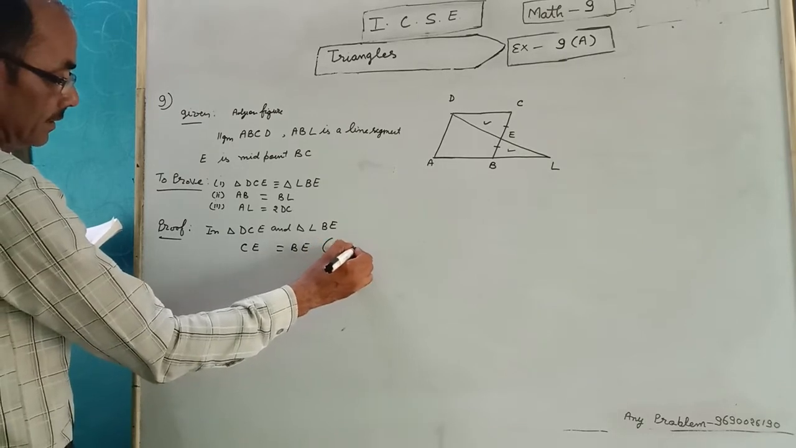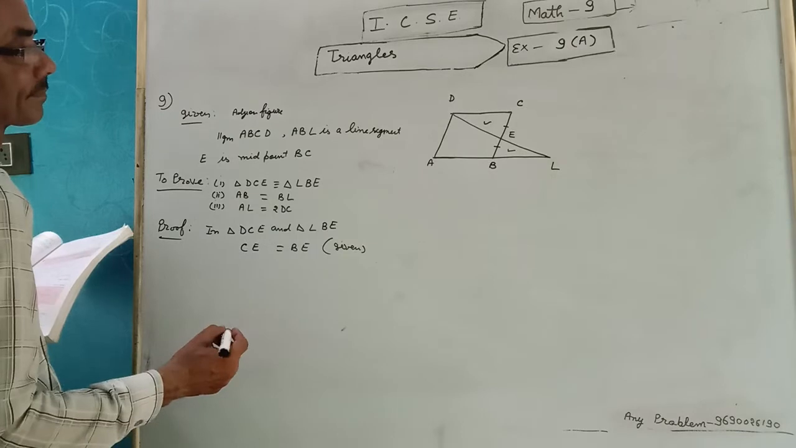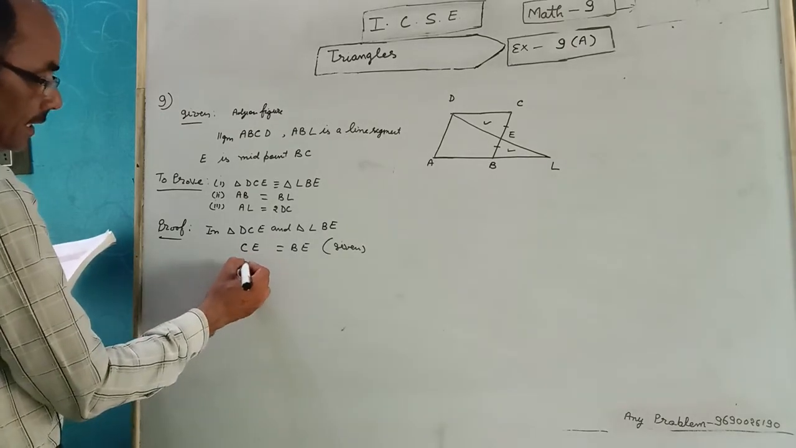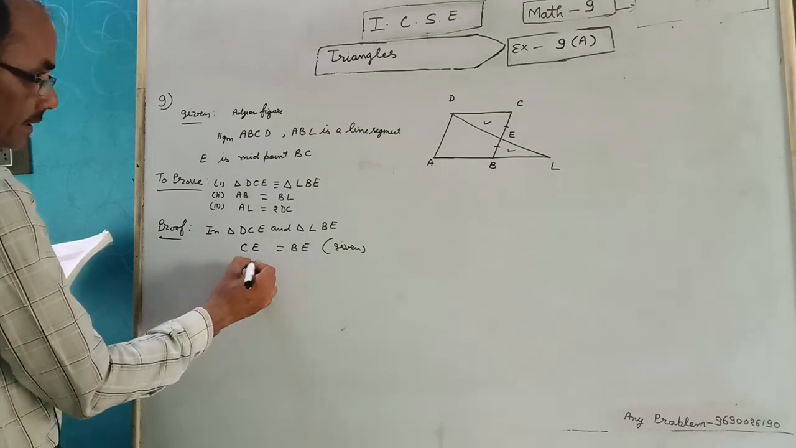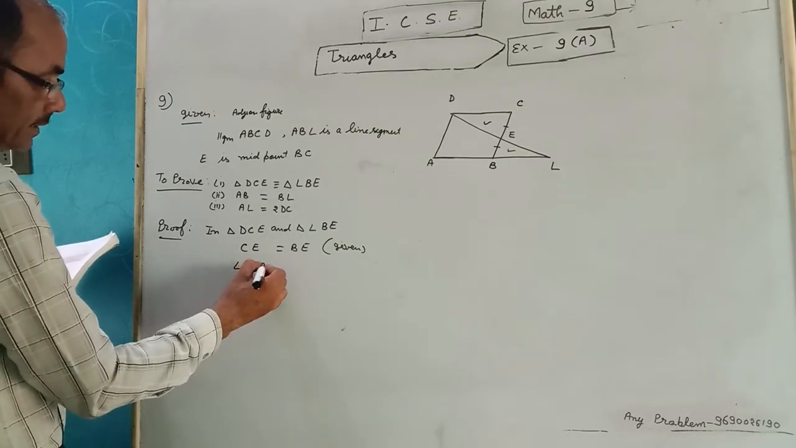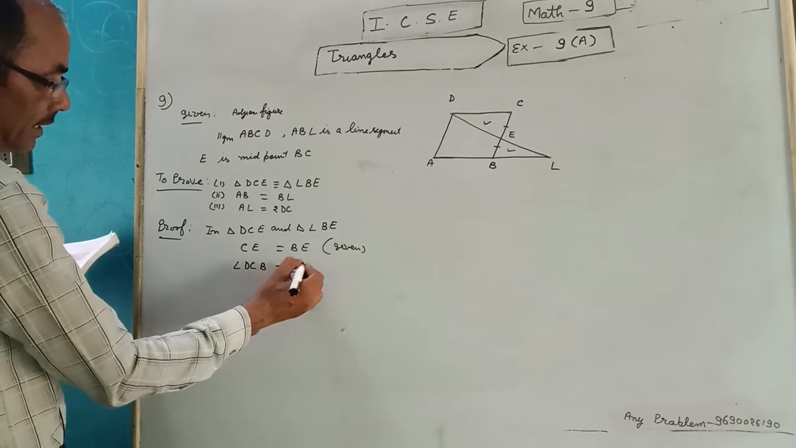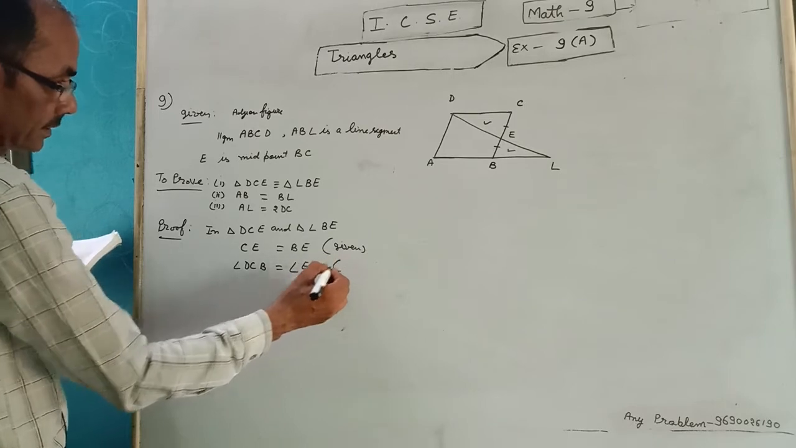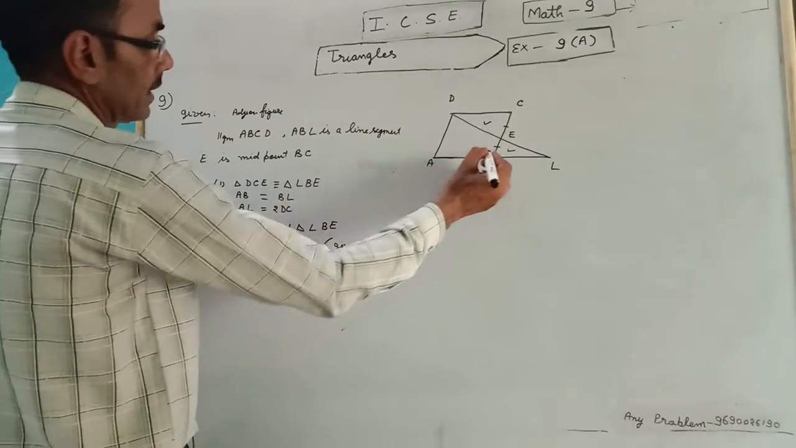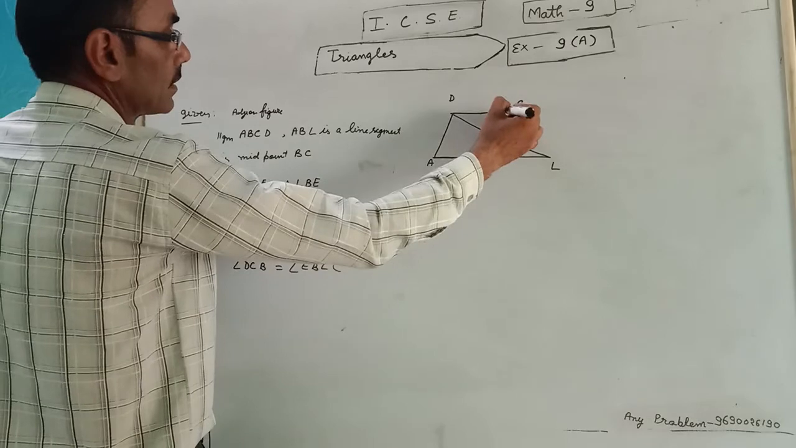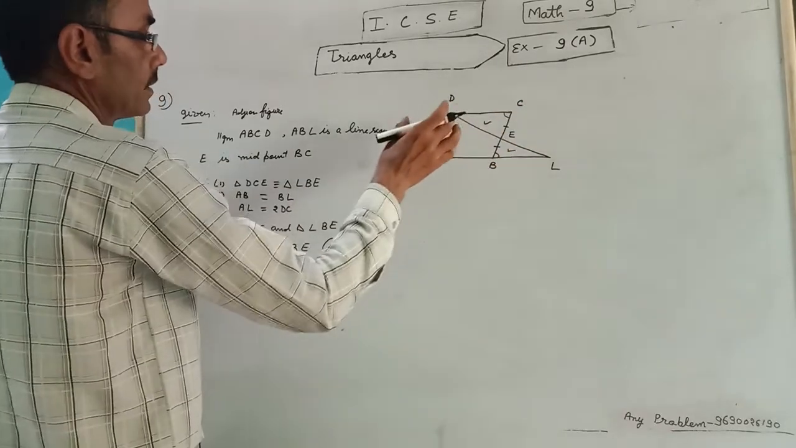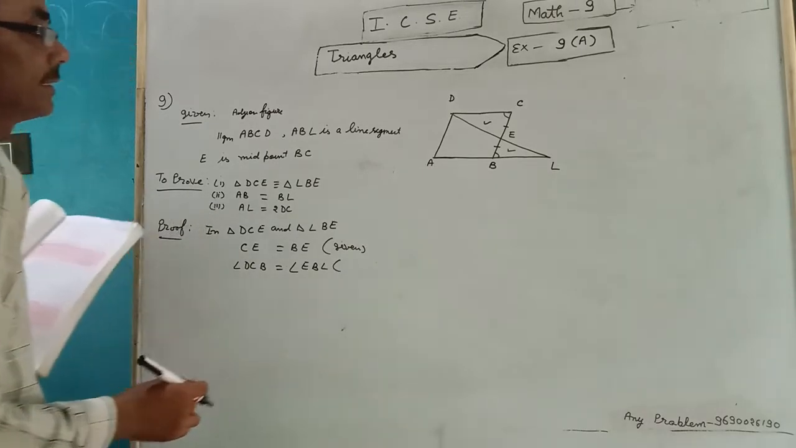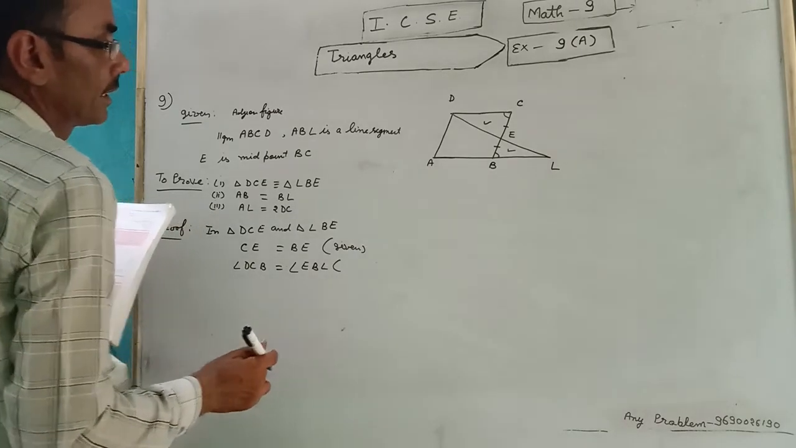Given angle DCB equal to angle EBL. Both angles are equal since DC is parallel to AB and BC is a transversal line.